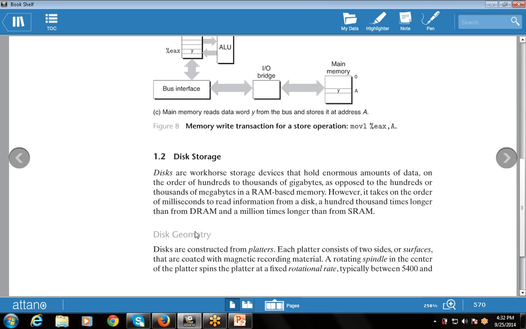Then the next one is disk geometry. That is, what is the structure or what are the contents of the disk. That is disk geometry.